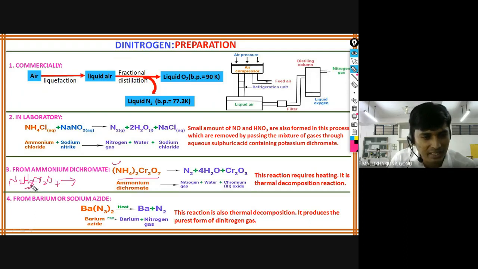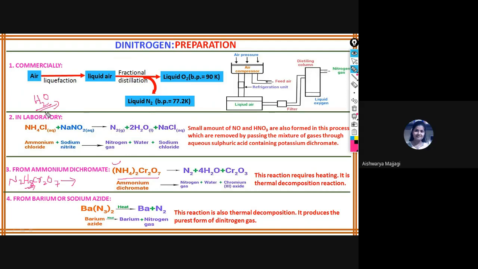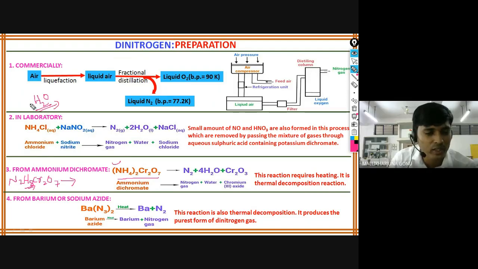Now 8 hydrogens are there. So 8 hydrogens means in water how many molecules will be released? Aishwarya? If I write 2, how many hydrogens will that become? 4. But I want 8 hydrogens, so how many water molecules do I have to take here? 4, sir. So 4H2O you write. So 4H2O means 8 hydrogens are gone. How many oxygens are gone? 4 oxygens gone.